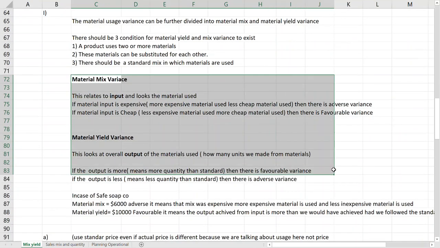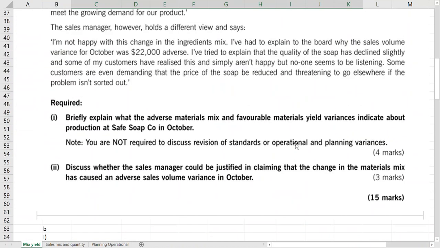Just explaining material yield variance and mix variance will not be enough. The second thing was, there are 4 marks, I believe, 2 marks for each. Usually half mark is given for general, but in this example, specifically, 1 mark will be given for explaining what is material mix variance. Then another 1 mark will be given for making it specific to the question. So it will make 2 marks. And 1 mark will be given for material yield variance. Then another mark will be given for making it specific to the scenario. Okay?